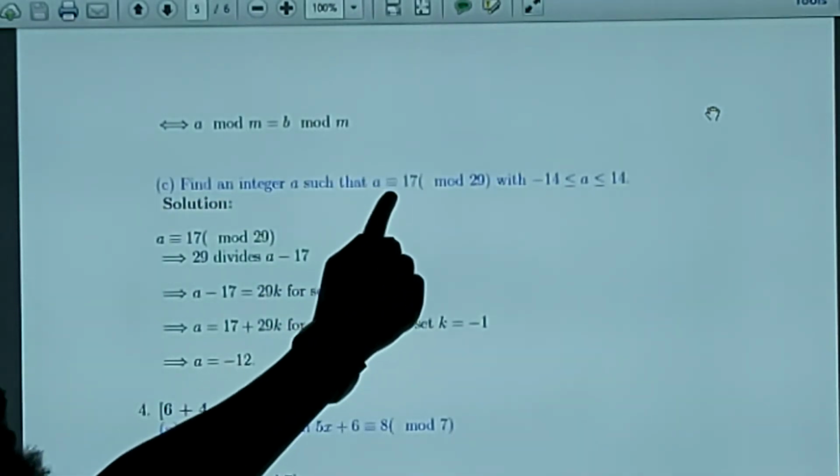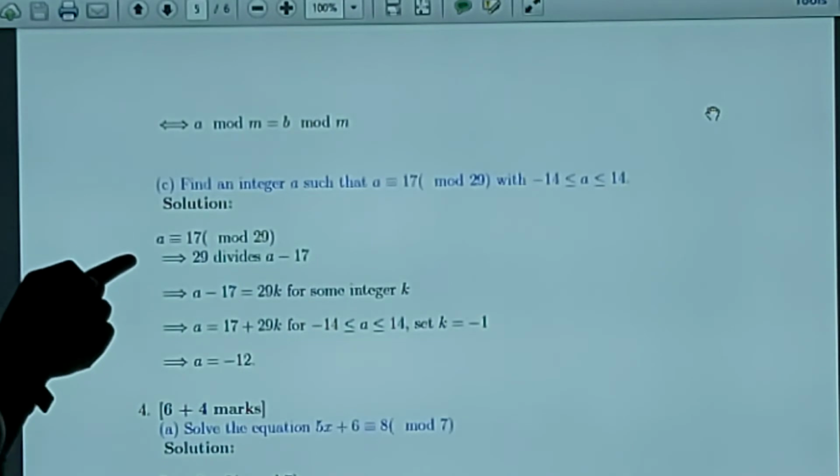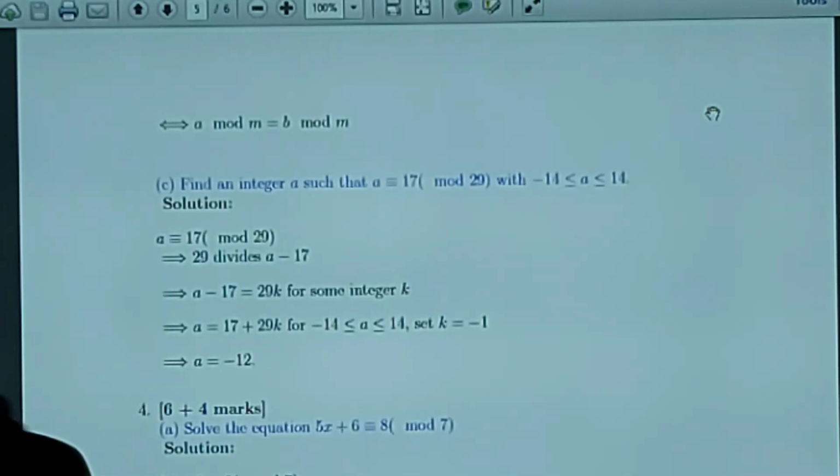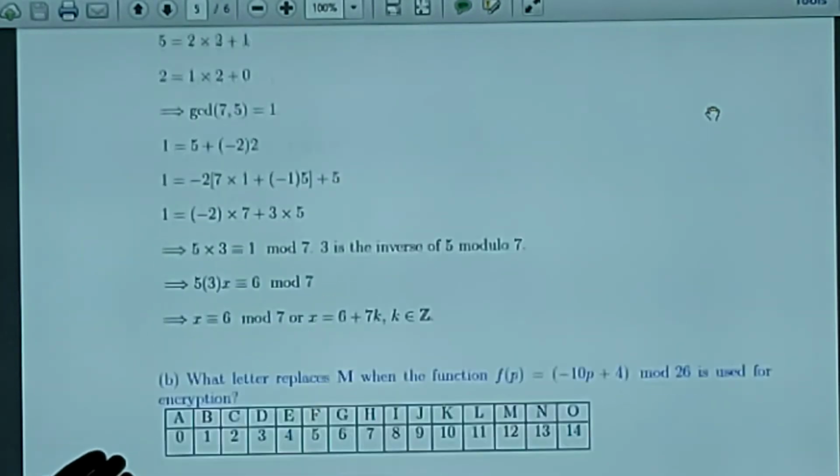This one, many of you are not telling me what it means: A is congruent to 17 or 29. What does that mean? You need to show working. 1, 2, 3, 4. You get your 4 marks for free. Finish. Then this equation, many of you didn't have a problem, so I ran.